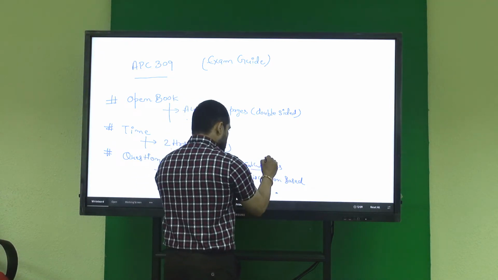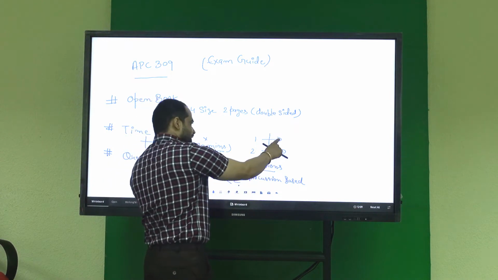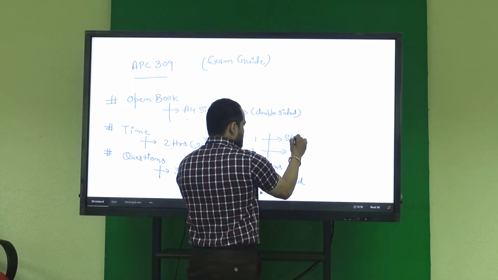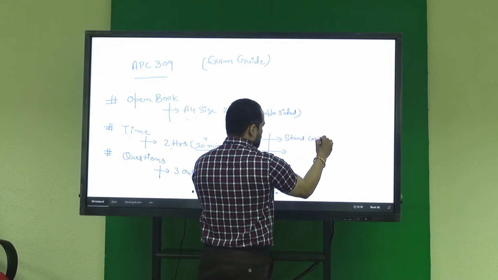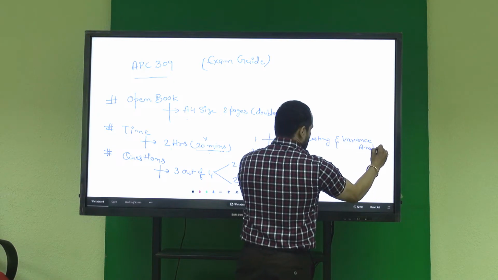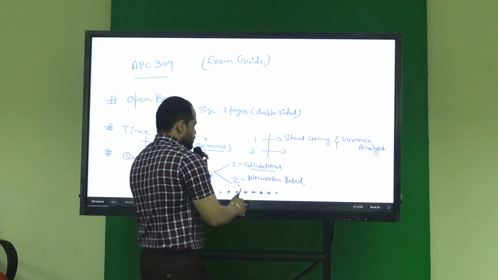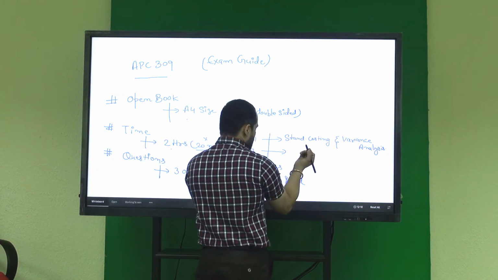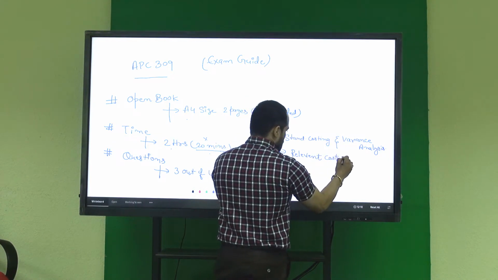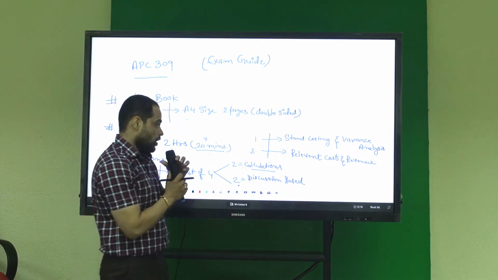In these calculations, you have two questions. The first question will be from the topic standard costing and variance analysis. Right. Standard costing, variance analysis. Right. And the second question will be from another topic, which is relevant cost. Relevant cost and relevant revenue, right? So these two topics are for your calculations.